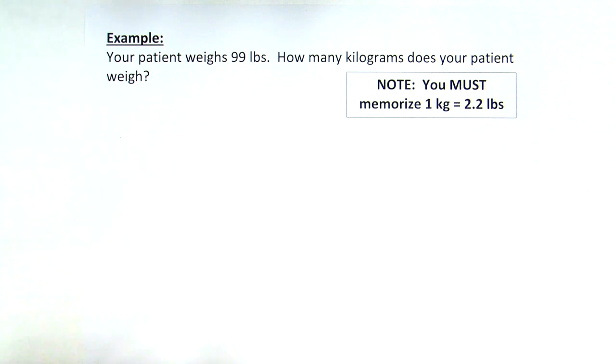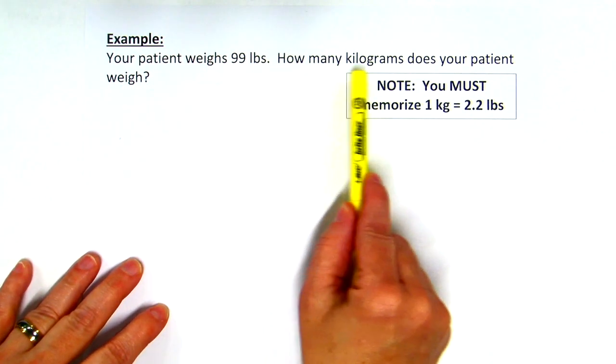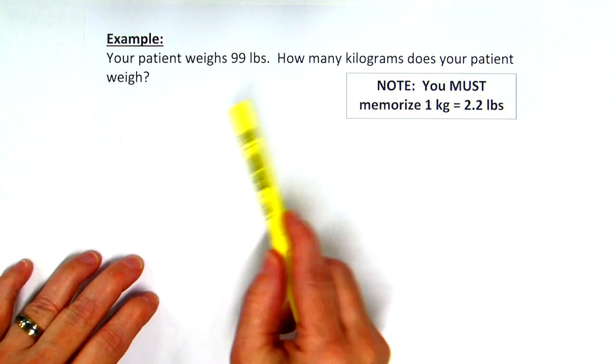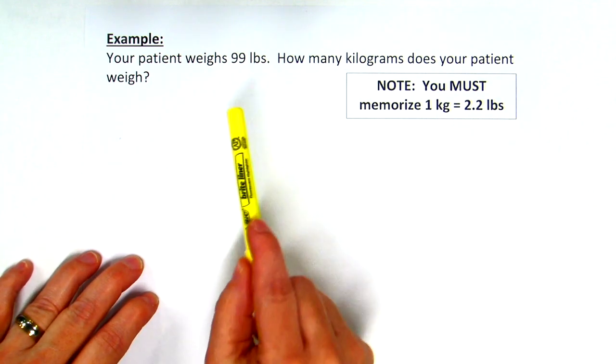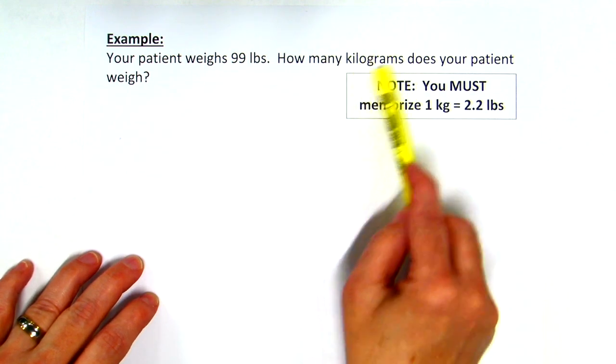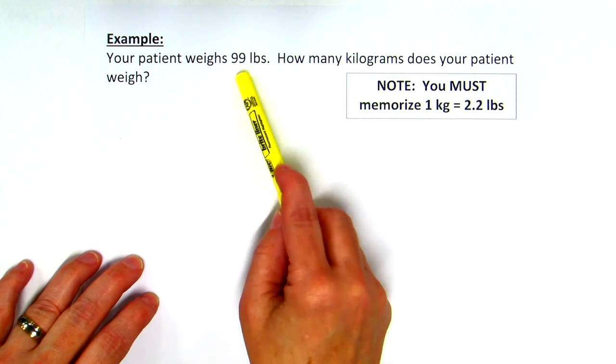All right, the example here says your patient weighs 99 pounds. How many kilograms does your patient weigh? So this is just straight, we're converting. Now, we are not converting within the same system. This is 99 pounds. This is kilograms, what I want to go to. That is not the same system. This is the metric system. This is our US system.